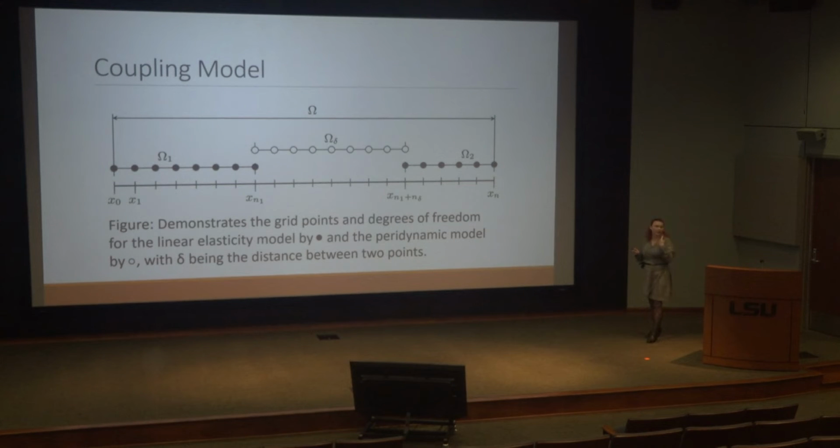So this is a look at our coupling model. As you can see, we have the black dots, which are the linear elasticity portion of our model, and the white dots, which represent the peridynamic model, with the difference between each point being delta, which I'll get to later. And we use the peridynamic model in the center where there would be the break, and then the linear elasticity around it, because when a material does break, you still usually have pieces which could be represented by linear elasticity because they themselves are not breaking.